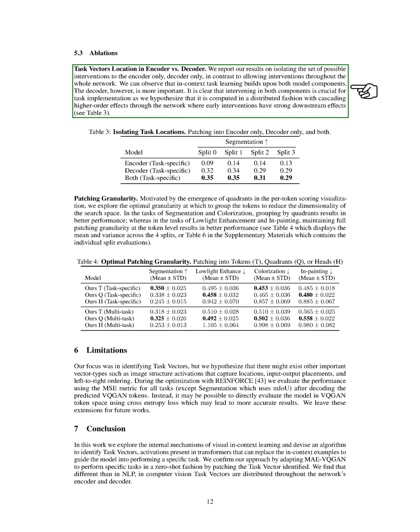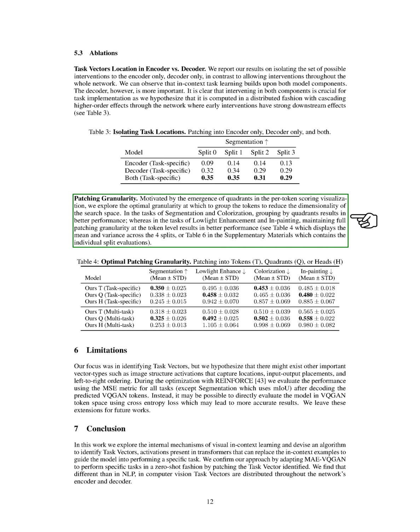Regarding ablations, we investigate the impact of intervening in the encoder only, decoder only, or both components. We find that intervening in both components is crucial for task implementation, with the decoder playing a more significant role. We also explore the optimal granularity for grouping tokens to reduce the search space dimensionality. Grouping by quadrants improves performance in segmentation and colorization tasks, while maintaining full patching granularity at the token level is better for low-light enhancement and inpainting tasks.